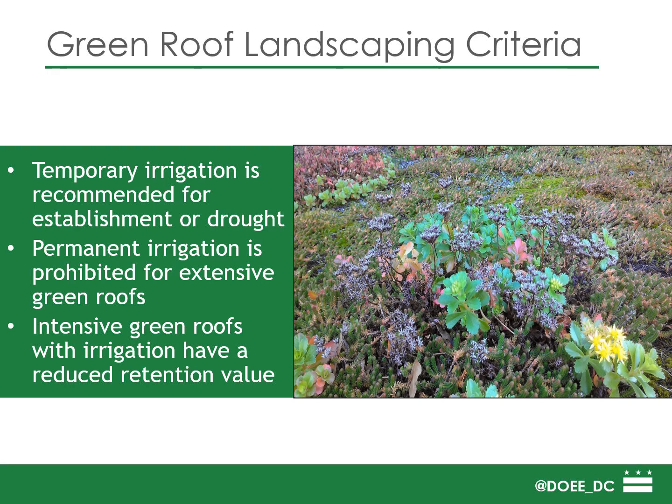Permanent irrigation can be used on the intensive green roofs, but not on extensive green roofs. So the reason for that is the extensive green roofs are planted with sedums and other plants that shouldn't need permanent irrigation. If you want to plant those larger, more ornamental plants, the deeper intensive green roof media can be used, but to account for the fact that there's permanent irrigation, that there's water that's going to be taking up some of that storage capacity of the media, you have to reduce the retention value that's calculated by half.